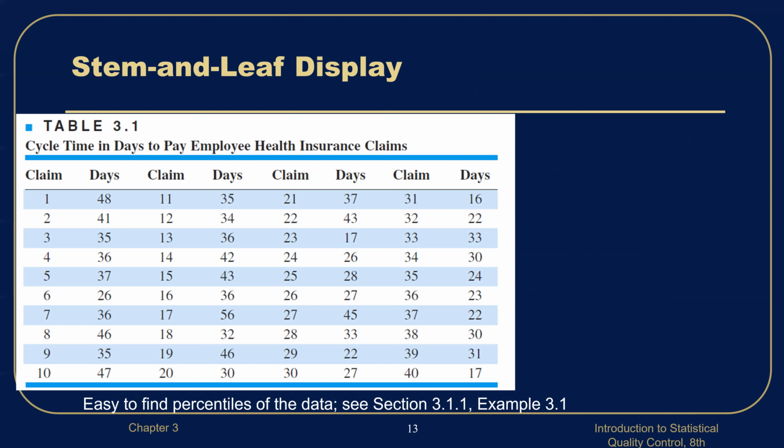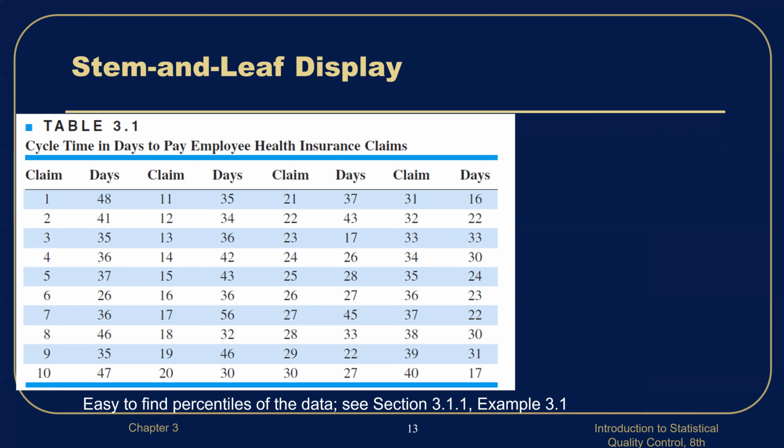The first one is stem and leaf display. The definitions are in the textbook, so in the lecture, let's directly talk about examples. Given a data set, the cycle time to pay employee health insurance claims, there are 40 observations in this data set, from claim 1 to claim 40.